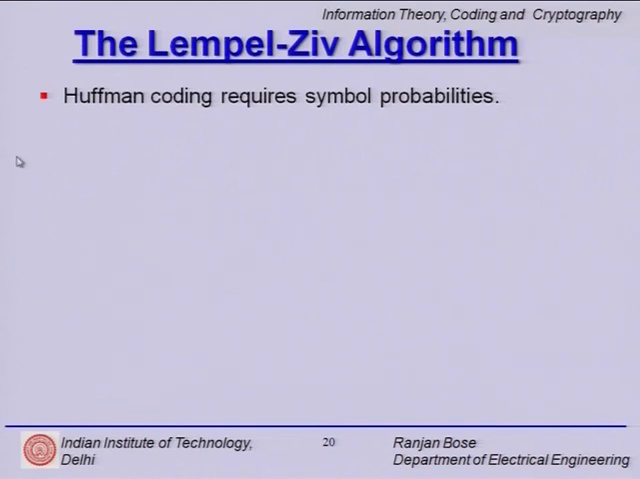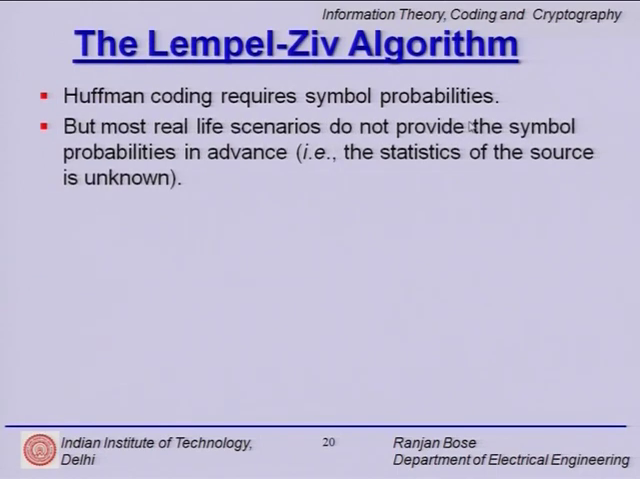The shortcoming of Huffman is that it requires symbol probabilities, and so does arithmetic coding. But in most real life scenarios, symbol probabilities may not be known in advance, or even if you know them, they may be changing over time. The source may not be time invariant. The probabilities might just change.